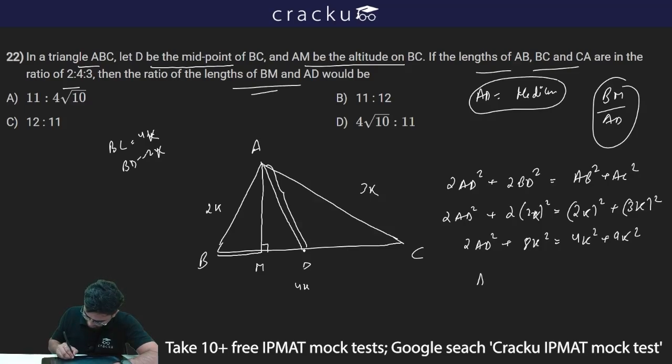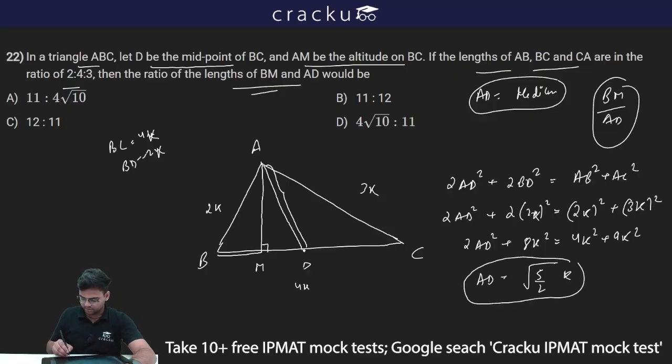And thus I can say AD will be equal to under root 5 upon 2 into k. This is the length of AD, and this 2 is also inside the whole under root. So we have got AD. Now we have to find out the value of BM. So for this, we will check the length of AM.